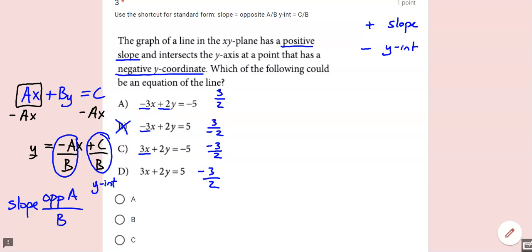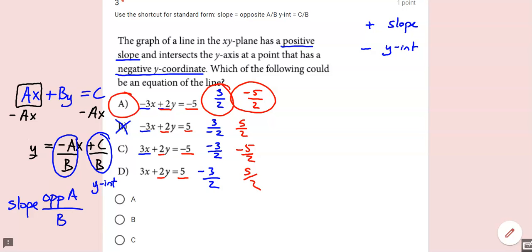Now let's check the y-intercept. Let's do c over b. So c over b, well, hey, right there it is. We have a positive slope and we have a negative y-intercept. Let me just check the others just to be sure. That would be a positive y-intercept. That would be a negative y-intercept. And this one would be, well, actually, I could have stopped right in the beginning because only one of them had a positive slope, and that was A. I'll just finish it out. So it looks like the correct answer here is A. I'm going to be using that shortcut over and over and over for these last few problems.